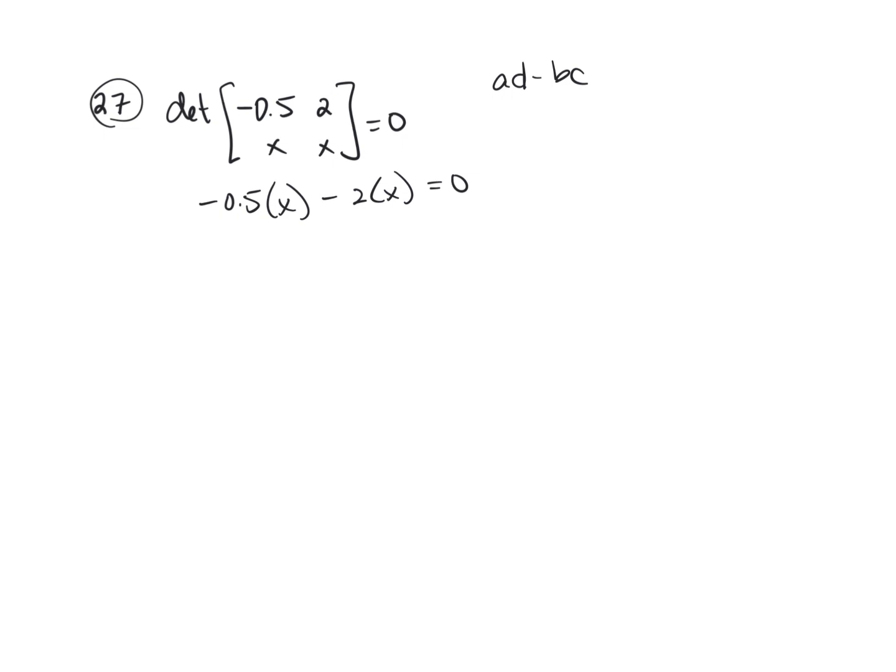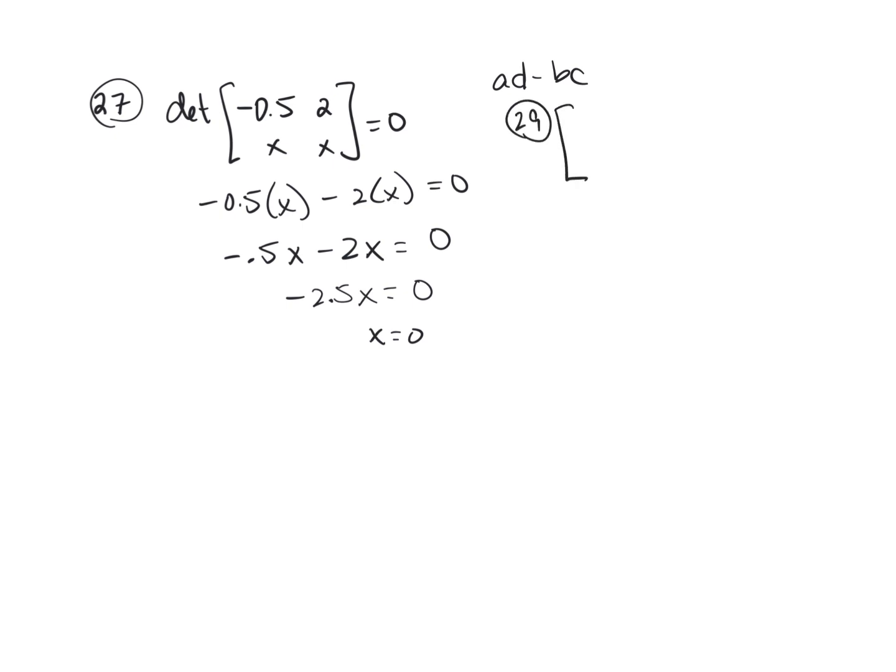All right, well, I'm hoping you can solve this. Negative 0.5x minus 2x equals 0. So negative 2.5x equals 0. And if you divide 0 by anything, you should still get 0. Okay, that was way too easy. We're going to have to do another one. All right, so now let's do 29.